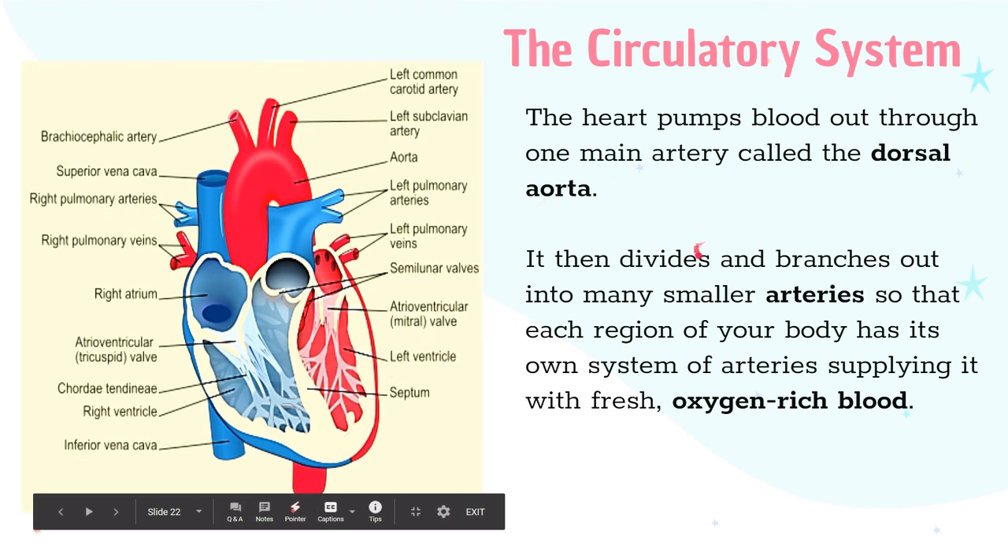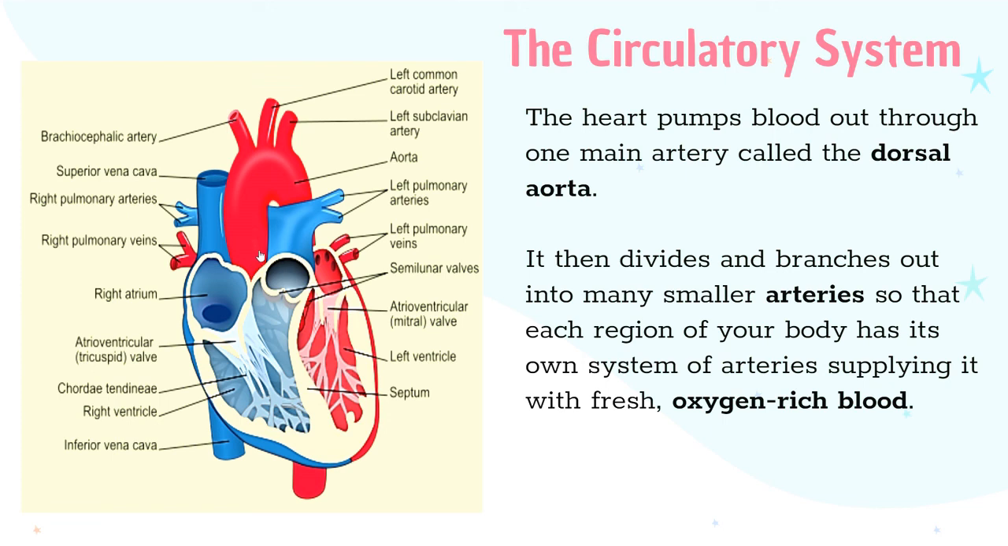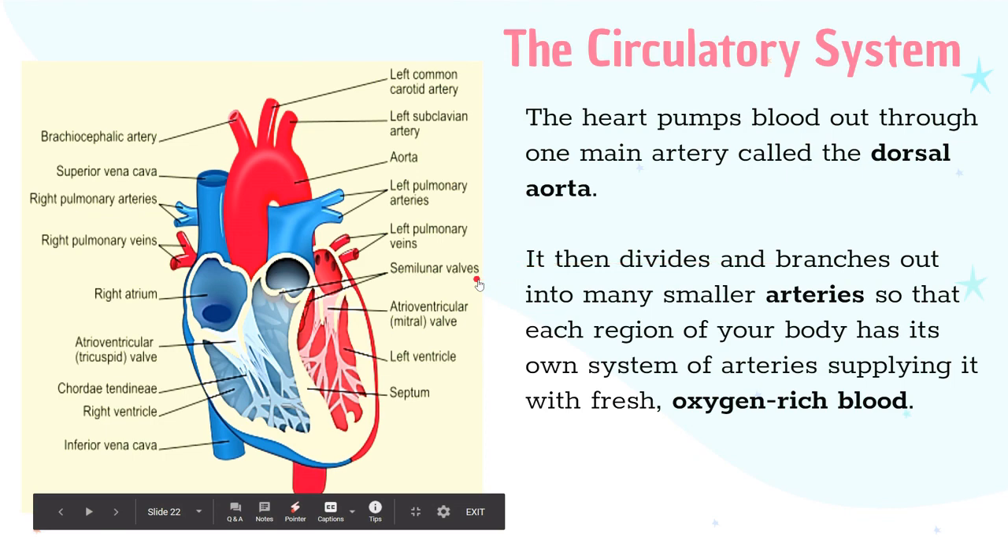So let's talk about our arteries. Arteries again are responsible for bringing oxygenated blood away from the heart. The main artery of the body is the dorsal aorta, wherein it divides out into smaller branches called arteries, so that every region of your body will have its own arteries that supply it with fresh oxygen-rich or oxygenated blood. Arteries are often colored red. From the aorta, it branches off into smaller arteries.